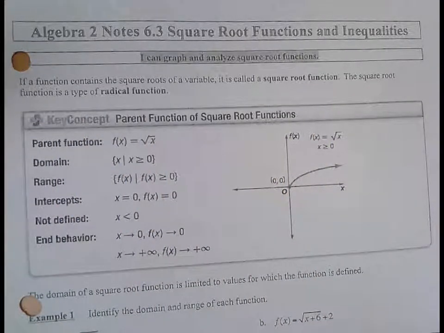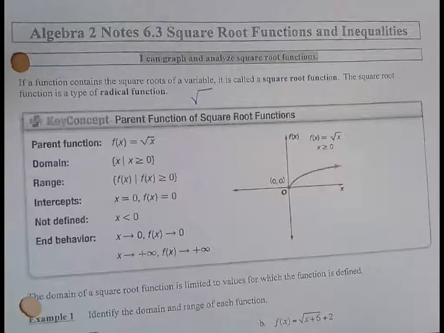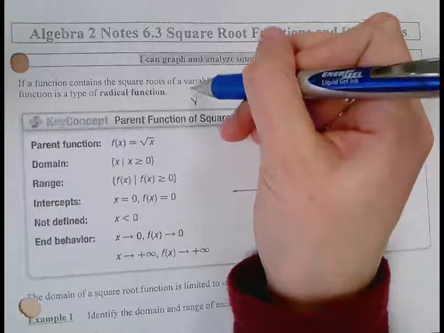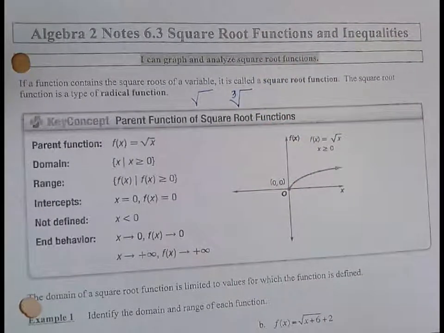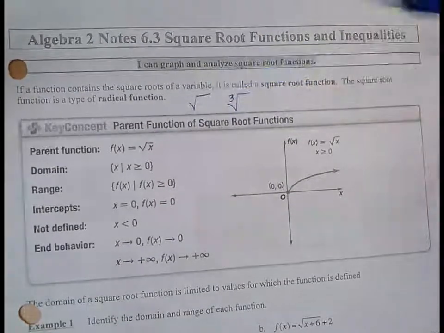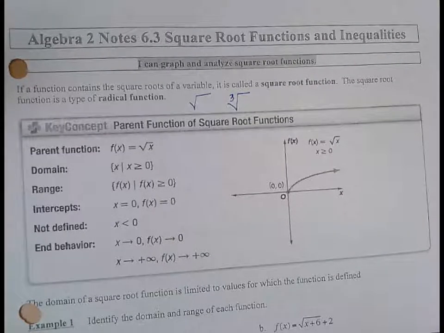So when a function contains the square root of a variable, it's a square root function, and this is a type of radical function. So the sign that you typically think of as the square root symbol is actually called the radical symbol. If there's no index written here, so for example, I know we also had looked at cube roots in the last chapter when we were factoring sums or differences of cubes. So if there's no index written, it is a square root specifically, but the symbol itself is called a radical symbol. So square root functions are radical functions.